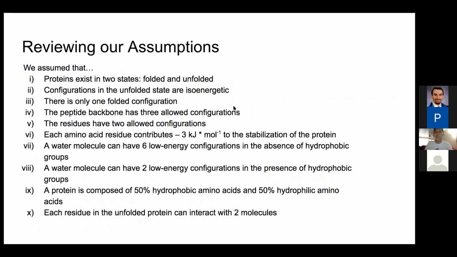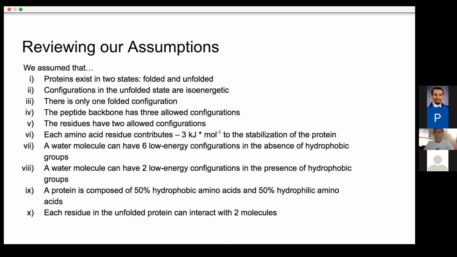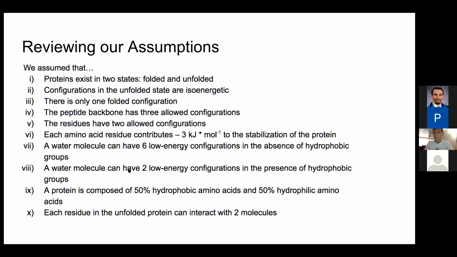And for my last slide, I won't go over all of them with you because I already said them, but just to remind you, protein folding is a really complicated process, right? So we had to make many, many assumptions in order to get a value that makes sense, in order to simplify our model to understand what's happening. So I just listed all the assumptions we made here.